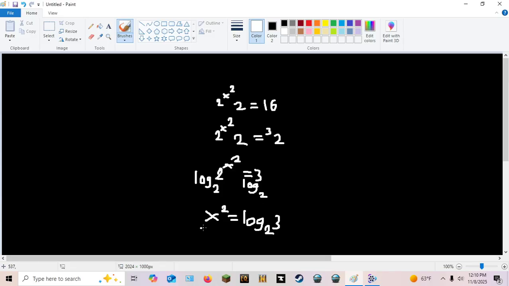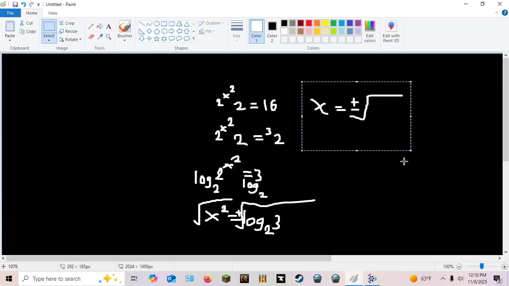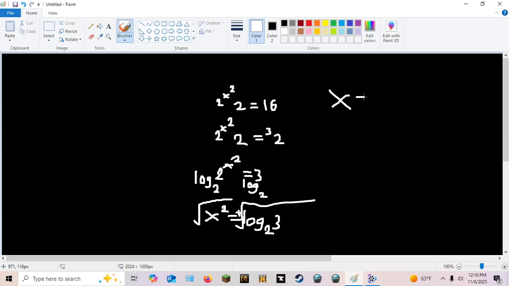So I need to take the plus or minus root of this side. The 2's will cancel, giving us x by itself. X is equal to plus or minus root. I like writing my plus or minus signs right here. That's how I write it. Make sure you write it like that so you won't get confused. X is equal to plus or minus the root of log base 2 of 3.